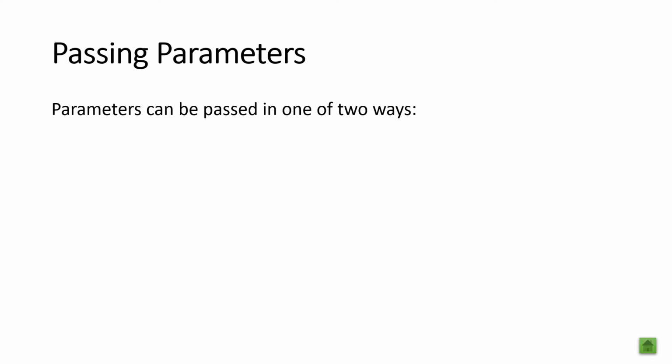Now, parameters. Like, say, CalcVAT, right? You can pass in an amount, right? So parameters normally are inside brackets or parentheses, and parameters can be passed in two ways. So you've got by reference and by value.